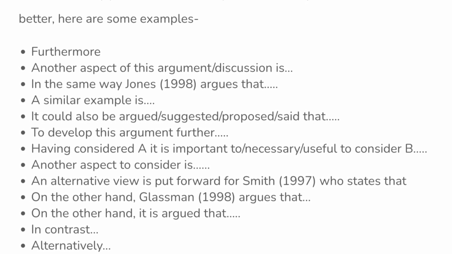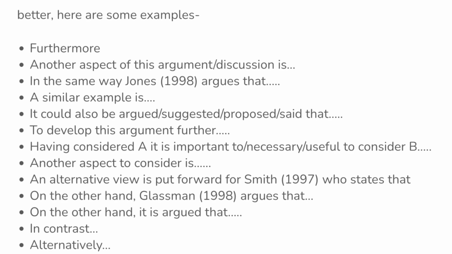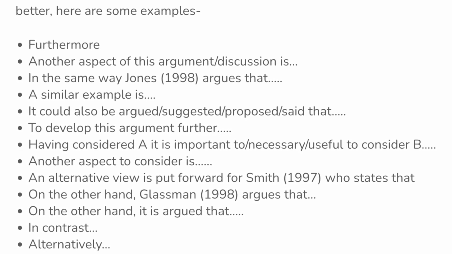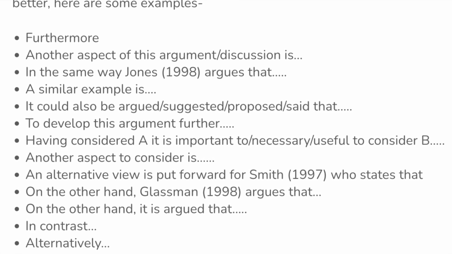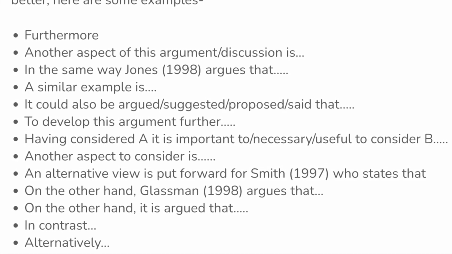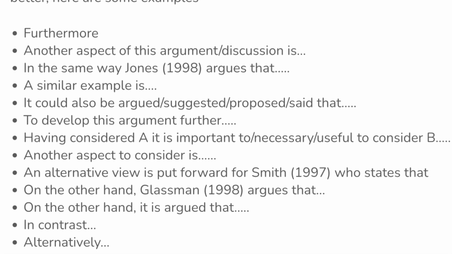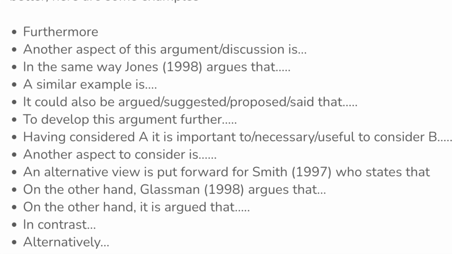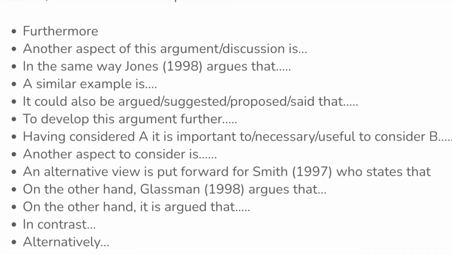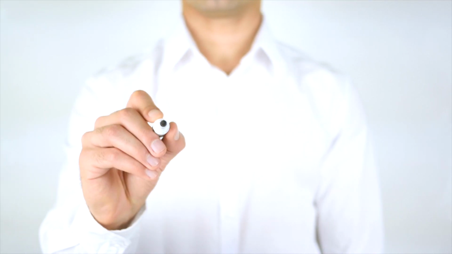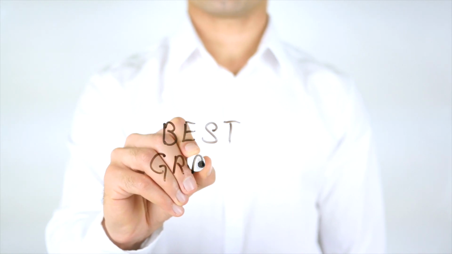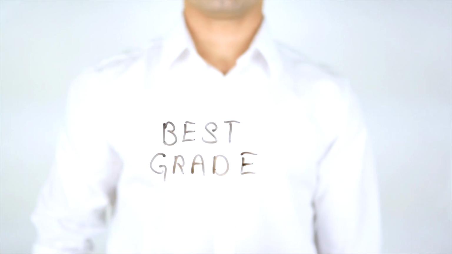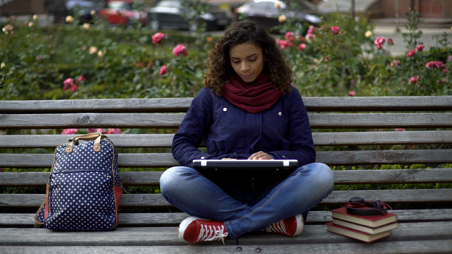Another aspect to consider is, an alternative view is put forward by Smith, who states that. On the other hand, Glassman argues that. On the other hand, it is argued that. In contrast, alternatively. Using phrases like these will naturally encourage you to be critical and to look at a range of sources, which are two really important aspects when you are doing your academic writing.